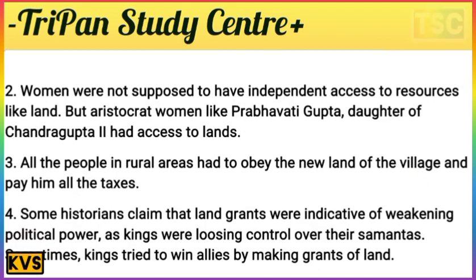Women were not supposed to have independent access to resources like land. But exceptional women like Prabhavati Gupta, the daughter of Chandragupta II, had access to land. That's important. And all the people in the rural area had to provide the village headman with the produce of the village and pay him all the taxes.